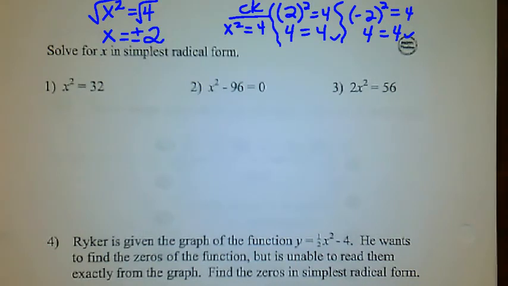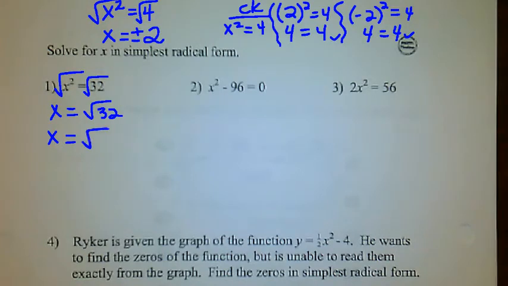So let's start with something nice and easy. We have x squared is equal to 32. We're going to simply take the square root of both sides. I get an x on this side. And now I have to simplify this radical. So I'll rewrite radical 32. I'm going to think of my factors, all right?